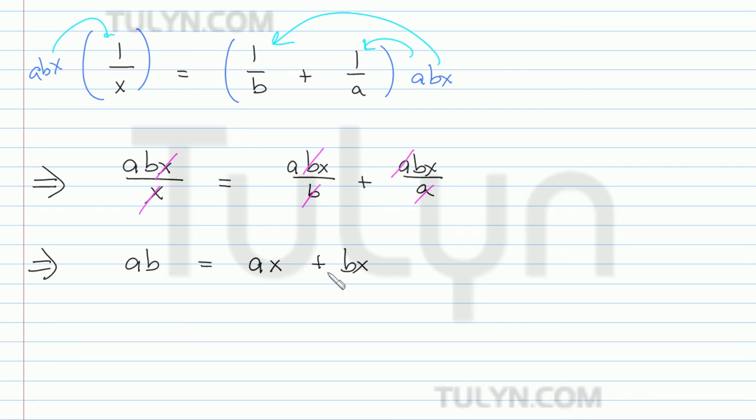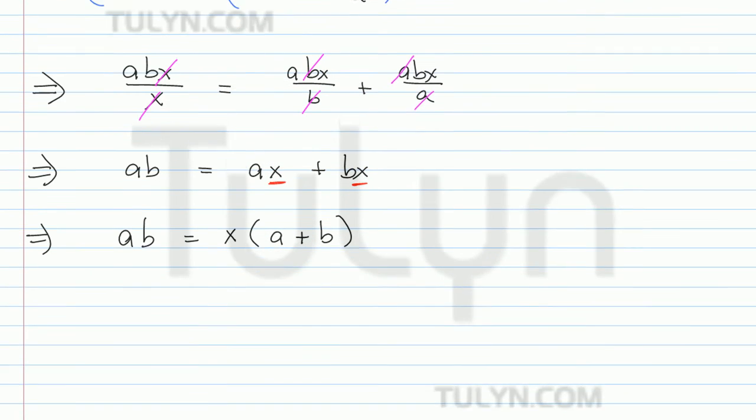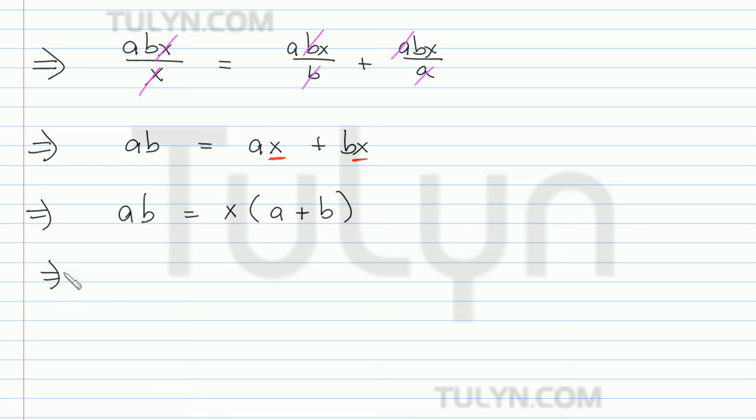So now the goal is to solve for x, right? So on the right hand side we can factor out an x since these two terms have an x in common, and what's left over is a plus b. So then we can divide both sides of the equation by a plus b, and thus x is equal to ab over a plus b, right, since we canceled out this a plus b there.